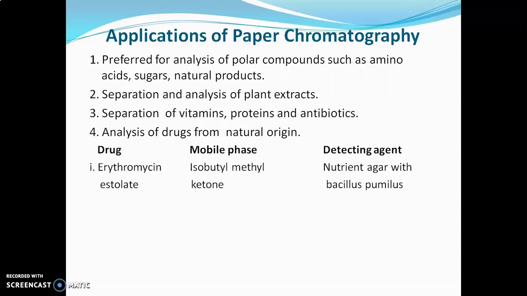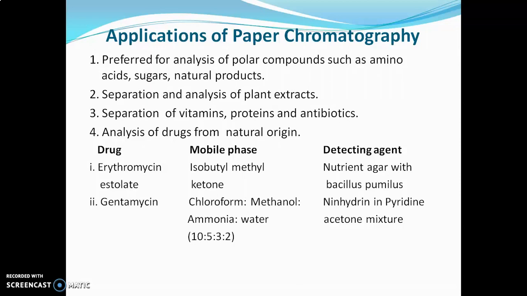The drug is erythromycin istolate. The mobile phase is isobutyl methyl ketone, and the detecting reagent is nutrient agar with Bacillus pumilus. By using this system, we can analyze erythromycin istolate. The next example is gentamicin. The mobile phase is chloroform, methanol, ammonia, and water, and the composition is 10:5:3:2, and the detecting reagent is ninhydrin in a pyridine and acetone mixture.